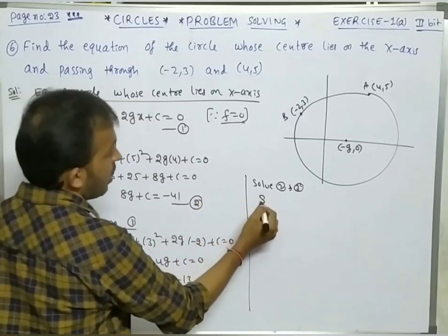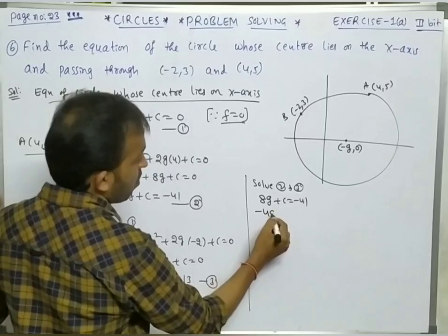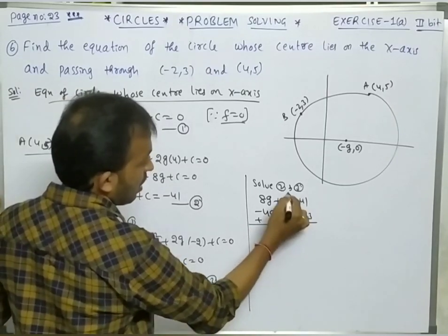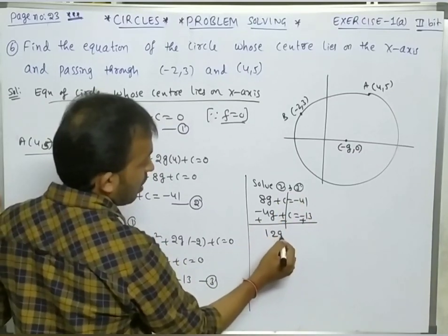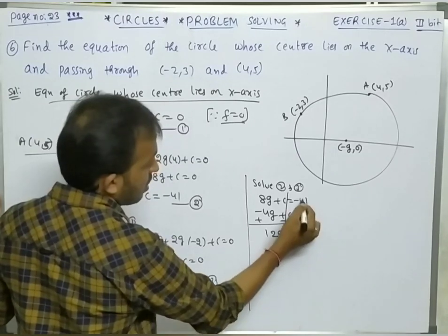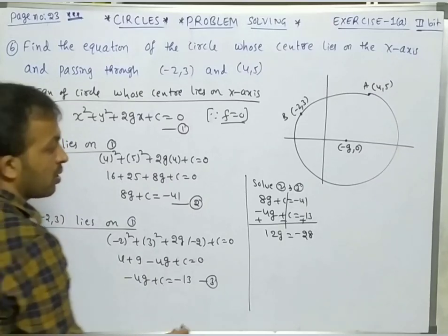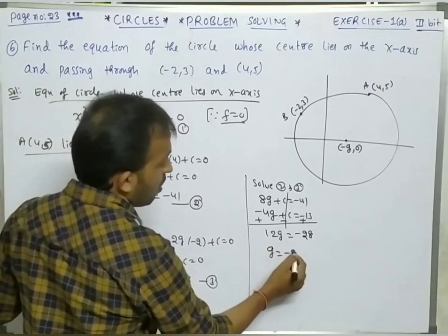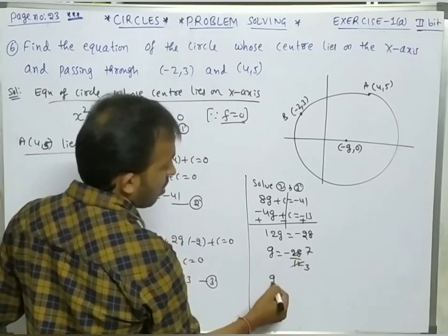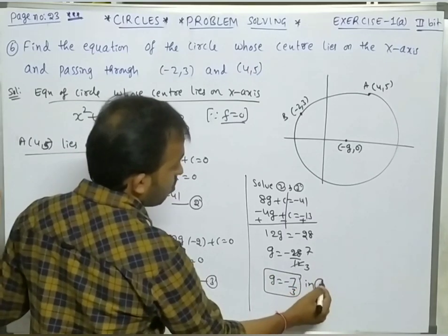How? 8g plus c is equal to minus 41, and minus 4g plus c is equal to minus 13. Subtracting, c gets cancelled. 12g is equal to minus 41 plus 13, which is minus 28. So g is equal to minus 28 by 12. 4 3s are 12, 4 7s are 28. So g is equal to minus 7 by 3.